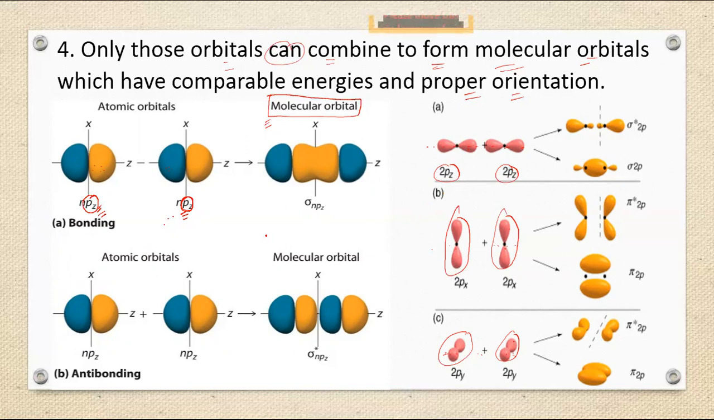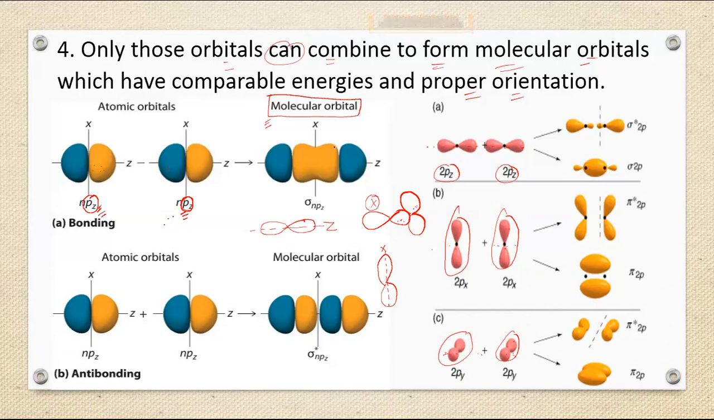Suppose we want to overlap a pz orbital, in which the electron density is present along the z axis, and a px orbital, in which the electron density is present along the x axis. What will happen? The electron density along pz and the electron density along px cannot overlap. Thus, there will be no overlap, and if no overlap takes place, then you can easily understand that a molecular orbital will not form. So this is not possible. Please remember it in your mind: only those orbitals can combine to form a molecular orbital which have comparable energies and proper orientation.